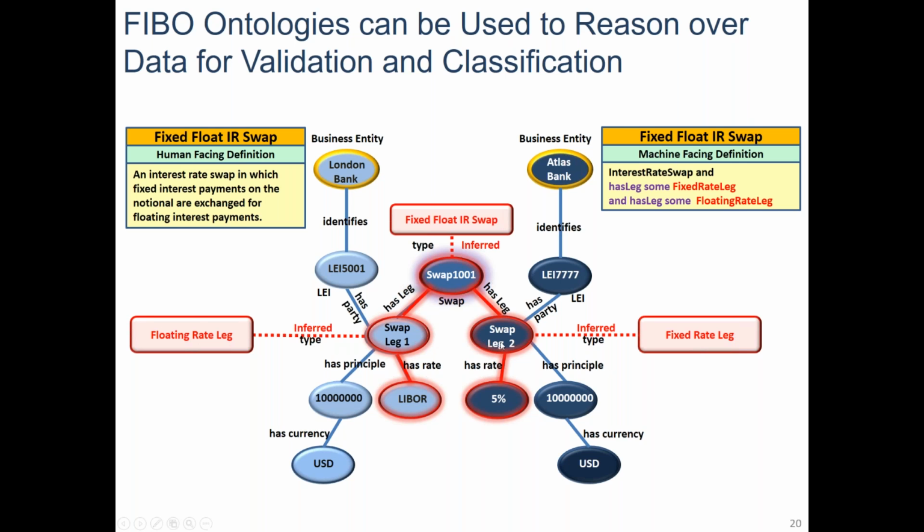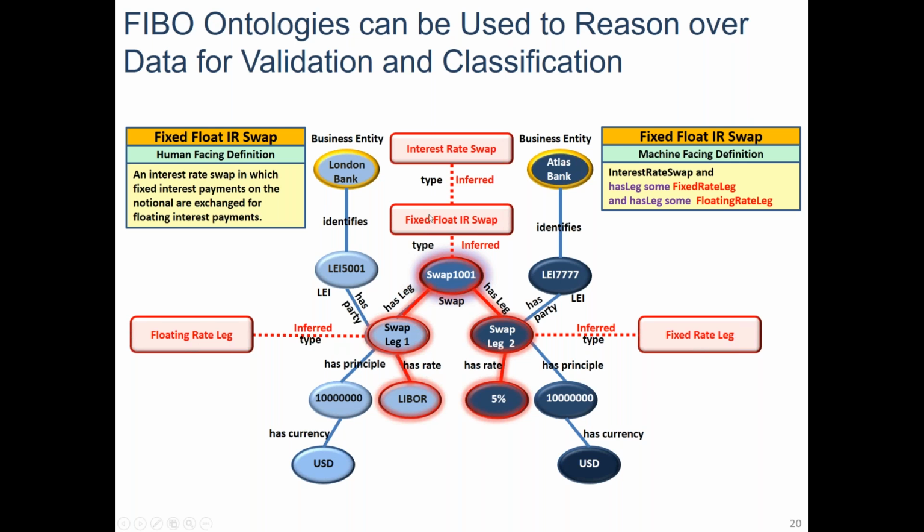Alternatively, if we had two floating rate legs, we would infer it to be a float-float IR swap. So we let the data drive us to determine what it truly is. We don't attach a code to the data and trust that. We use the reasoner to look at the actual data to infer what it truly is. This is how we do better data curation, by providing this classification mechanism.